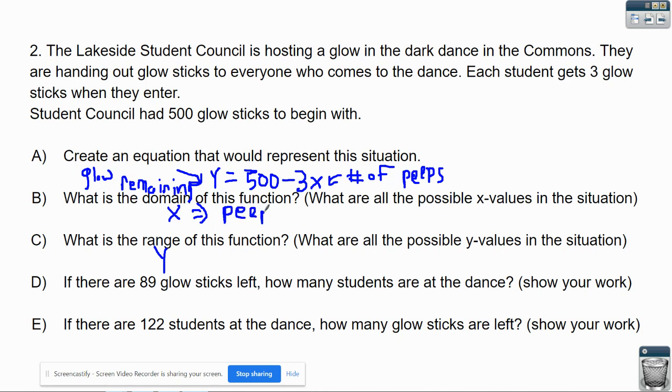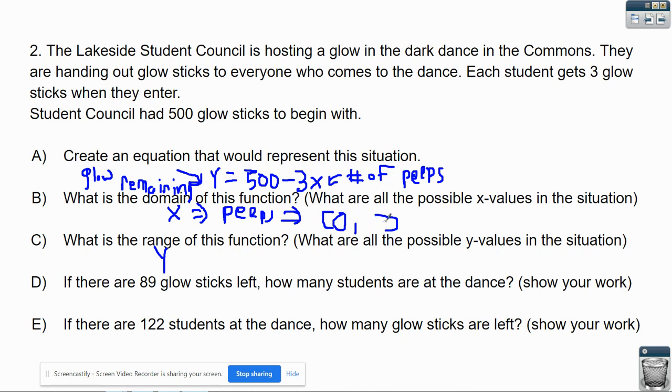So, what I need to know is what are the least number of people that could come into the dance, and what's the most number of people to come into the dance. So in this case, the least number of people that could come in, this number is almost always 0 in context problems. Okay, not always, but like 98% of the time. So that's what we start with. That's the least number of people that could come in.